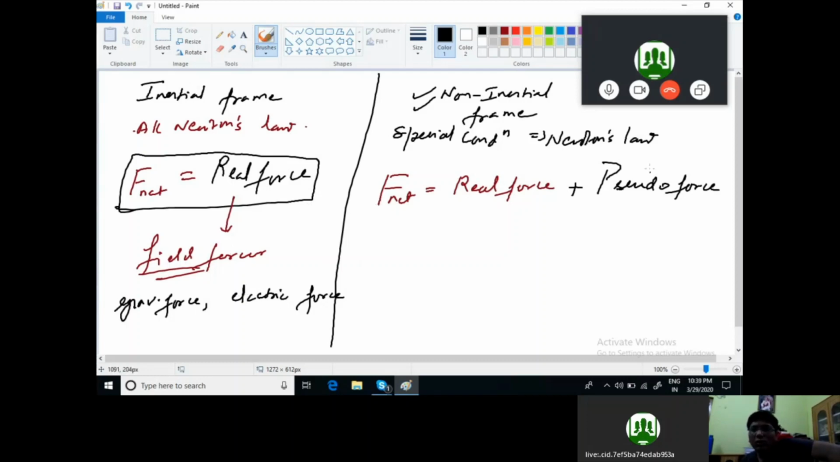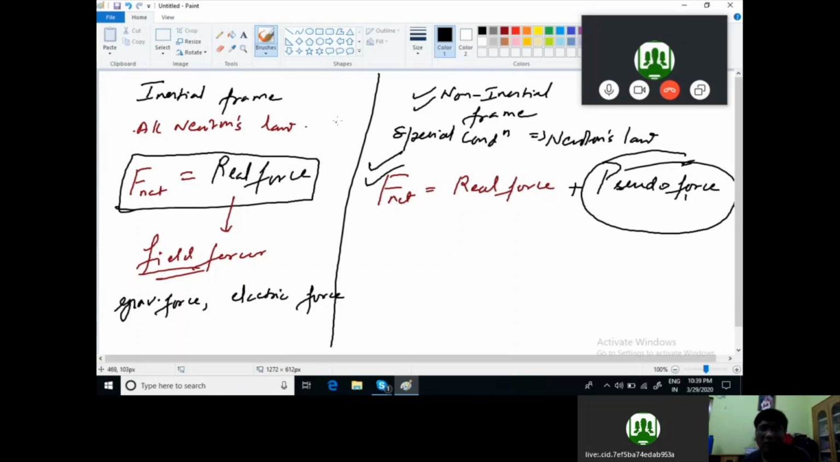Now, what is basically this pseudo force? It is a very detailed theory. Most of the time you are going to get questions in which you will apply this equation only, that is the equation associated with the non-inertial frame, right? So firstly we have to understand what the pseudo force basically is, and then we will be doing some free body diagrams and solving some questions.